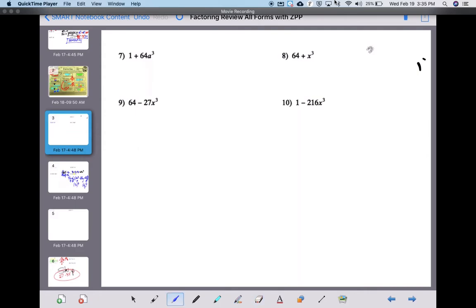Number 9. Can I cube root or square root both of these? Now 64 you can square root, but 27 is only a cube root. And 64 is also a cube root. By the way, always look for a GCF first, but there is not one here. So the cube root of the first term is 4, the cube root of the second term is 3x.